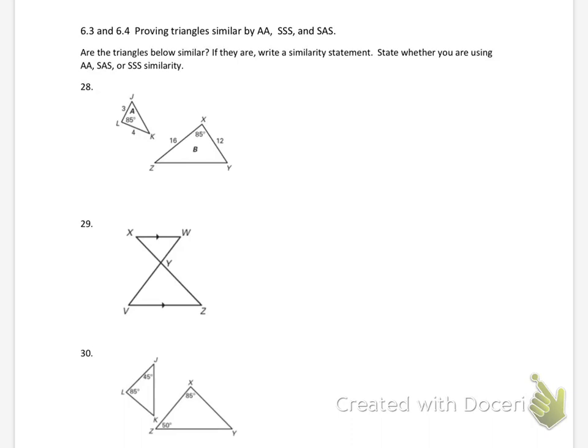One is if you can find two angles the same. A second is if you can find all sides in proportion. And a third, if you can find two sides in proportion with the sandwich angle in between the two proportional sides being congruent. Okay, so look at 28 with this in mind.